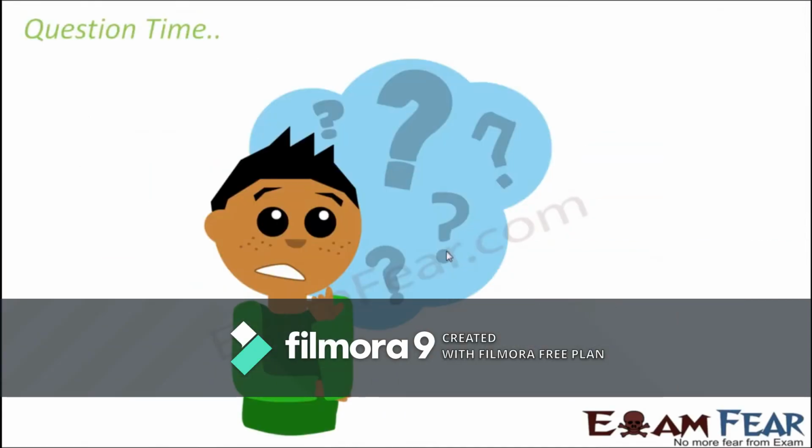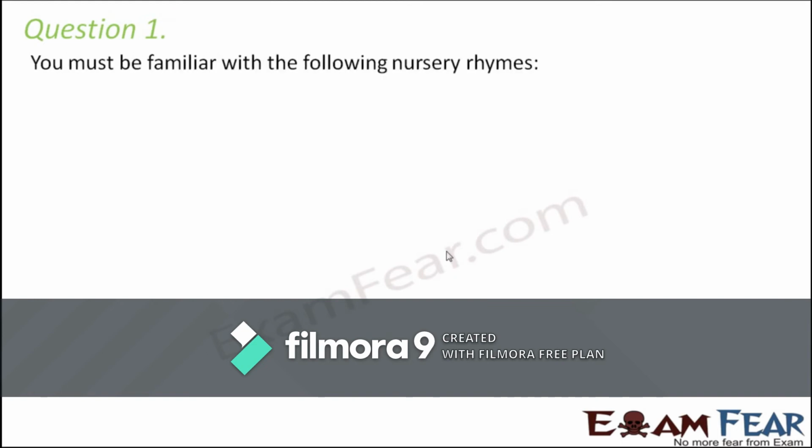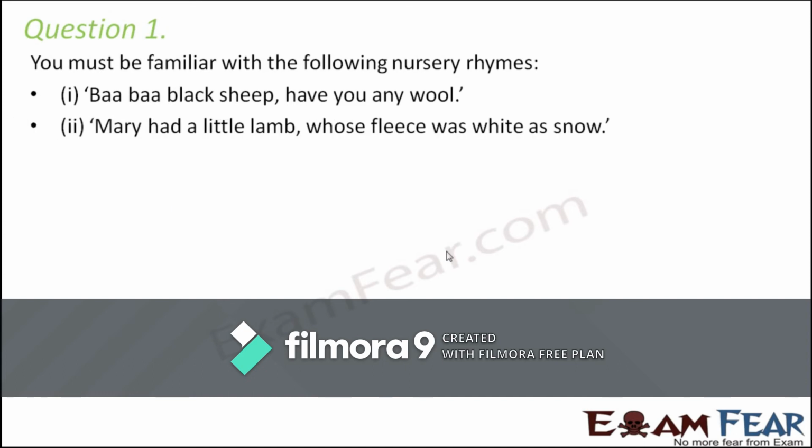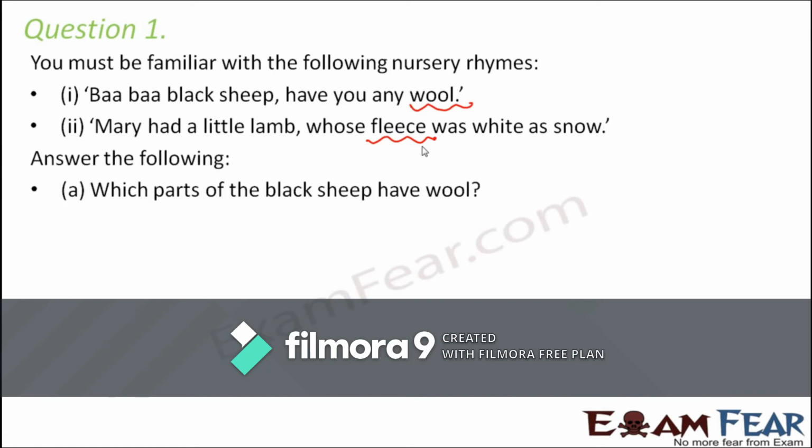So with this we have reached the end of this lesson. Let us quickly look at some of the questions. Question number 1. You must be familiar with the following nursery rhymes. Baa baa black sheep, have you any wool? Mary had a little lamb whose fleece was white as snow. So now you see there are terms which we have discussed in this lesson. We have been talking all the time about wool. While we were discussing the wool animals, did I tell you about fleece? What is fleece? Let's see.